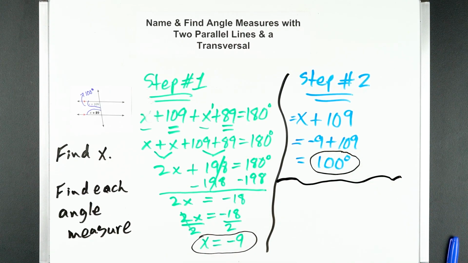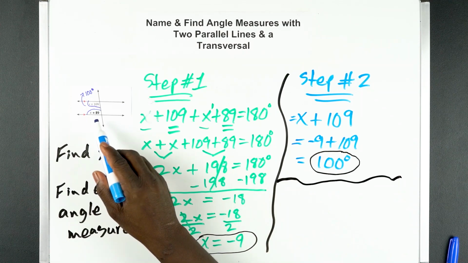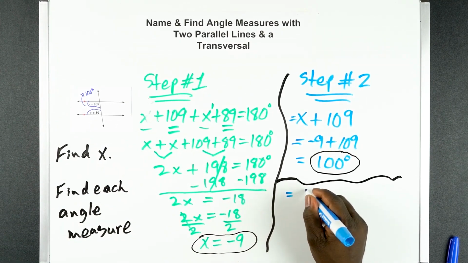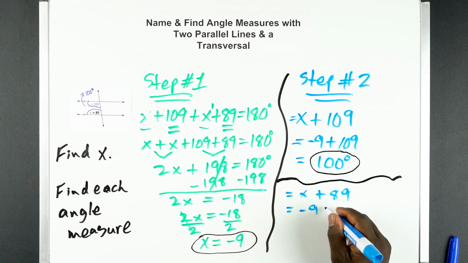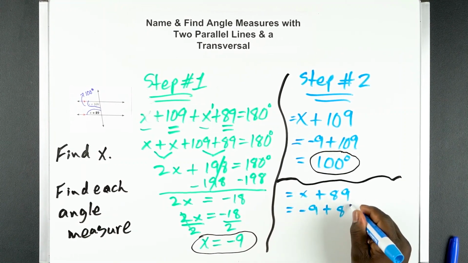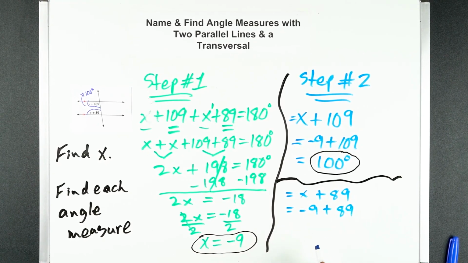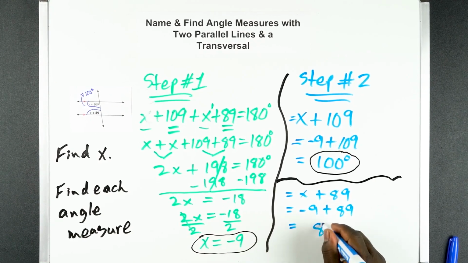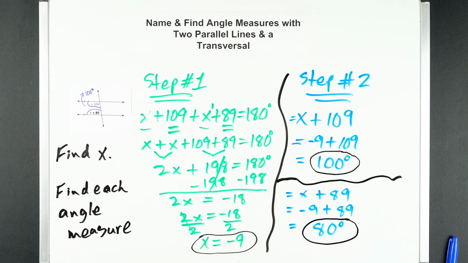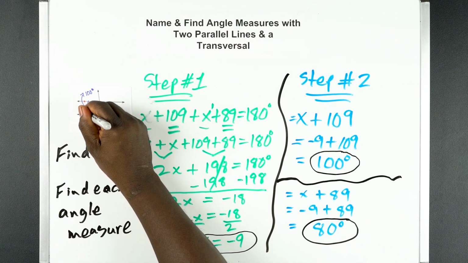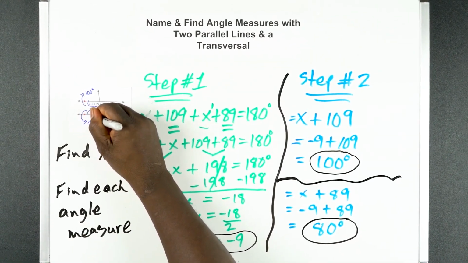I want to separate this. We're still in step 2, but now we're going to find the second angle measure. So I'm going to bring that expression over here, x plus 89. Now remember, x is negative 9, so we're going to substitute negative 9 for x. So then I'm going to write negative 9 plus 89. Okay, when you go ahead and add those numbers, we get a final answer of 80. But 80 what? You're right, 80 degrees. So we have successfully found the second angle measure, 80 degrees. I'm going to go over here and write this angle is 80 degrees.